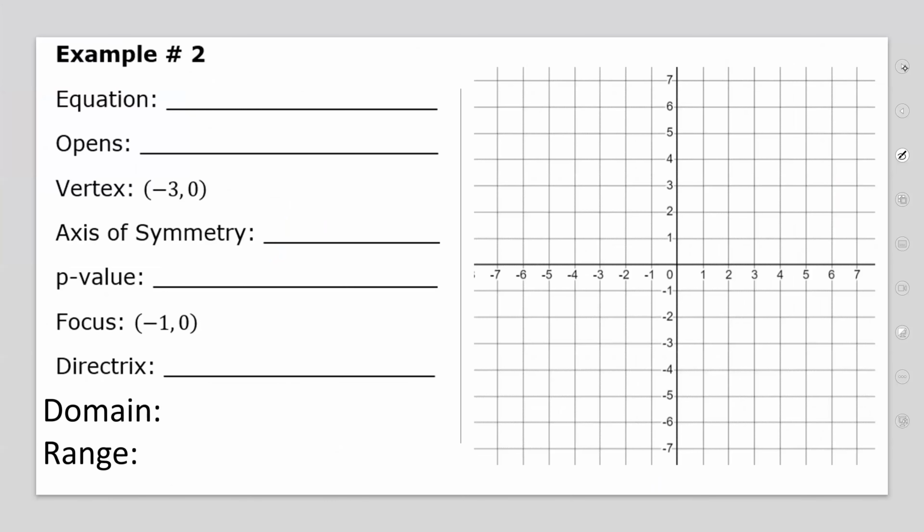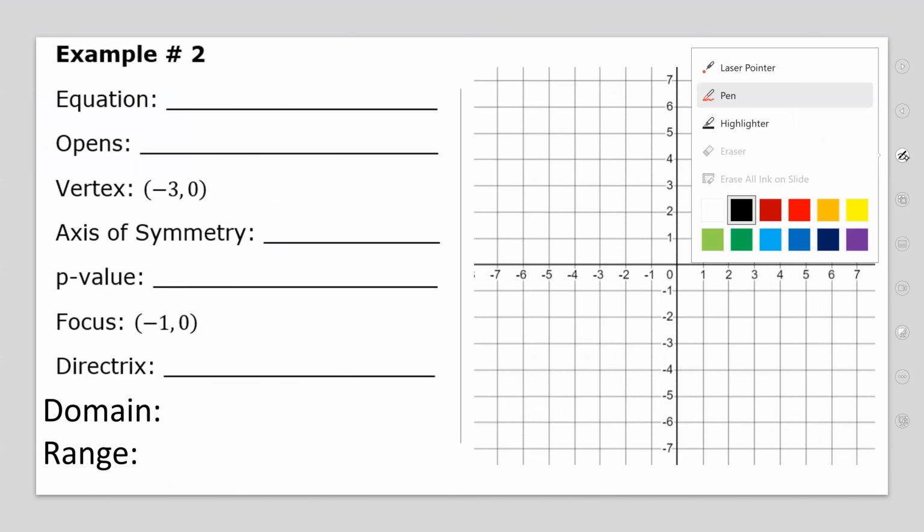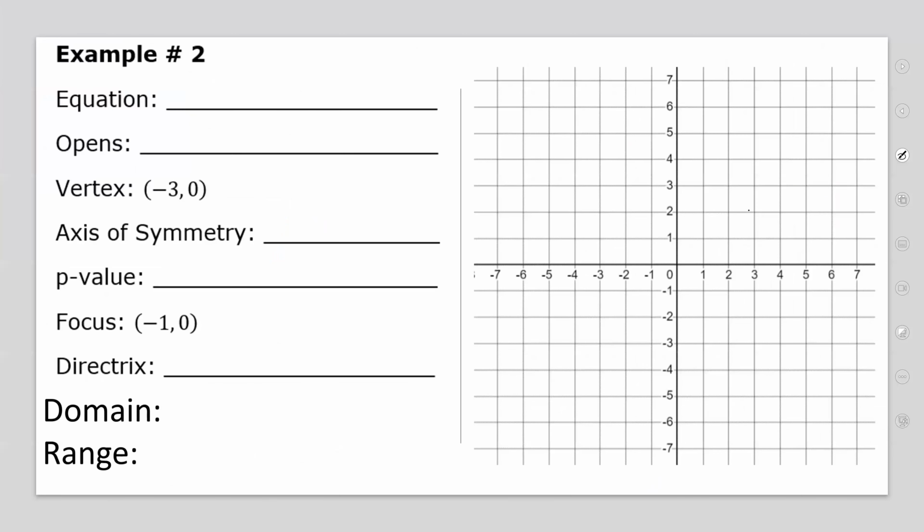All right, example 2. Let's look at the information they gave us. They gave us the vertex is negative 3, 0. So go ahead and plot the vertex. They also told us the focus is negative 1, 0. So graph both of those points. Here's my vertex. And here is my focus.